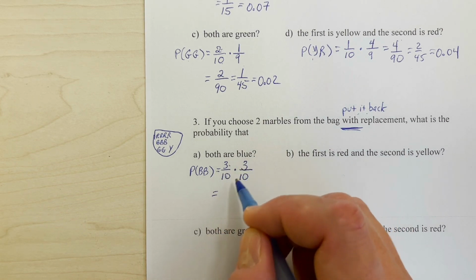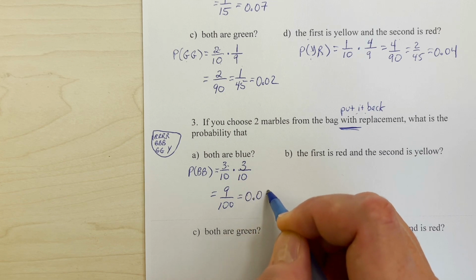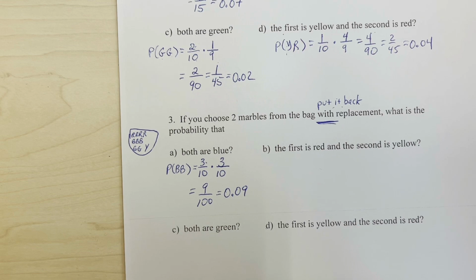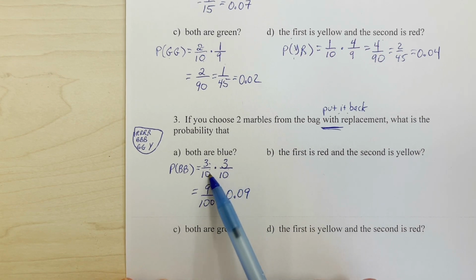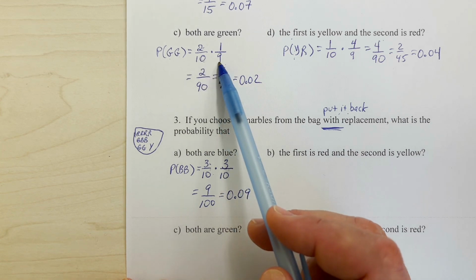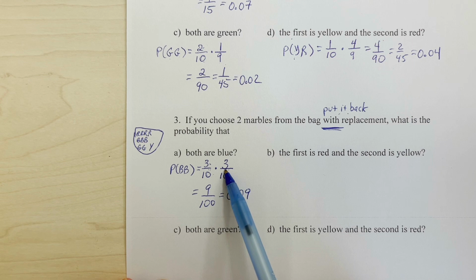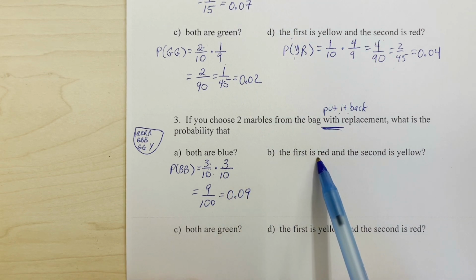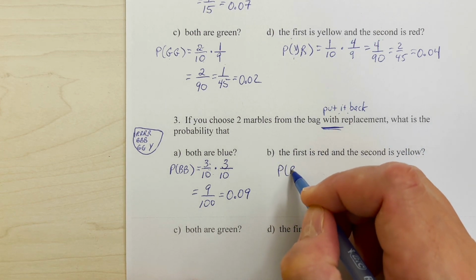Now when I multiply that, 3 times 3 is 9, 10 times 10 is 100. That's actually a nice easy decimal, it's just 0.09. Okay, so notice the difference. Notice that these did not change like they did in the first set because we are now replacing it before we make our next choice. What's the probability that the first marble's red and the second marble's yellow? All right, so probability of red, yellow.